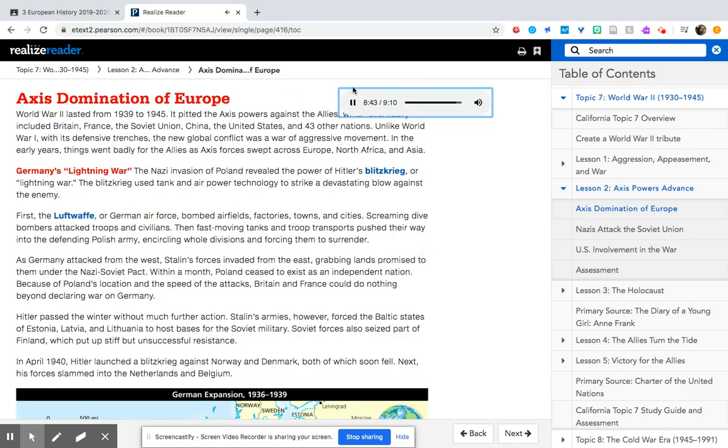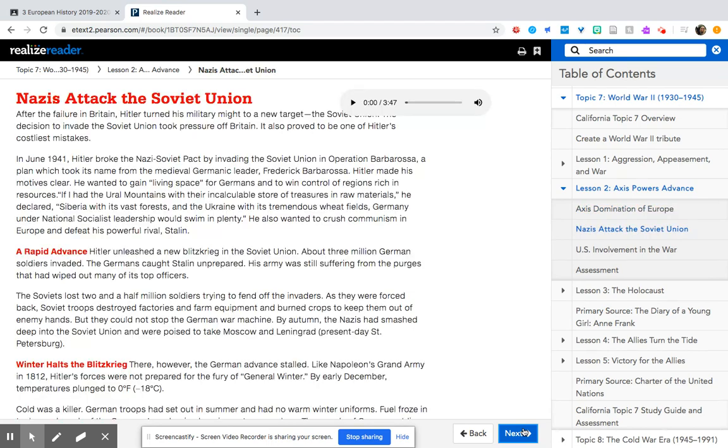Describe how the... All right, I'm going to pause it there, go to the next page.